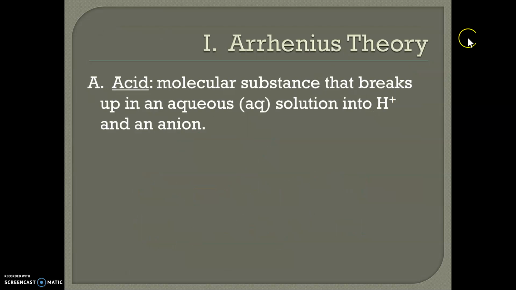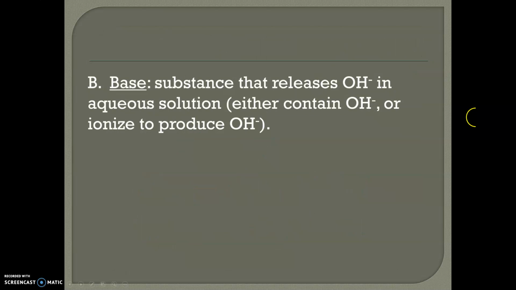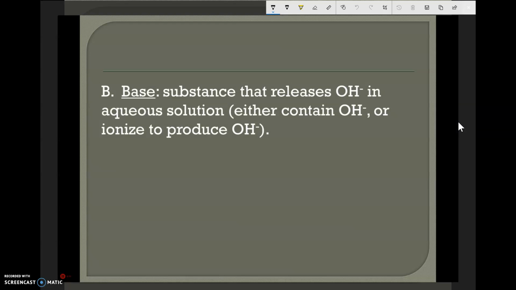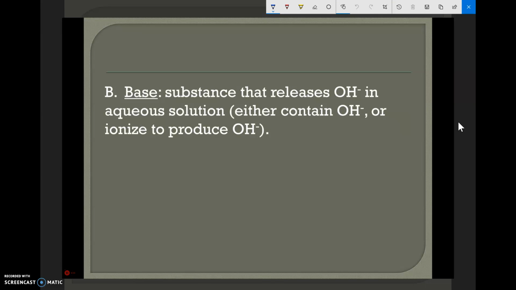Okay, then we have the definition for a base. So an Arrhenius base is a substance that either releases hydroxide in an aqueous solution, which means that it can either contain a hydroxide or it can ionize to produce it. So when we talk about containing hydroxide, an example of this would be water. So if we break down water, it can break down into a hydrogen ion and a hydroxide. So notice how water contains this hydroxide when we break it down.